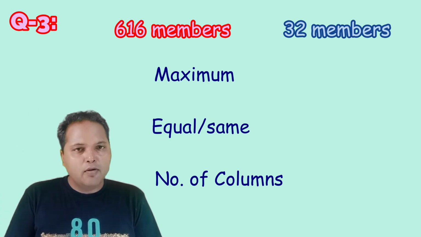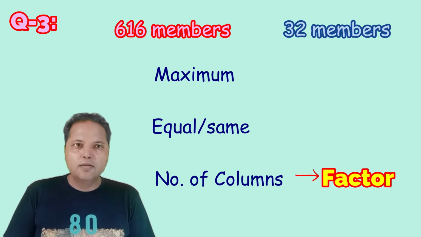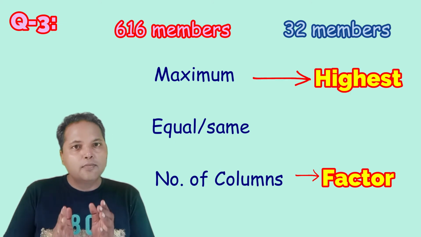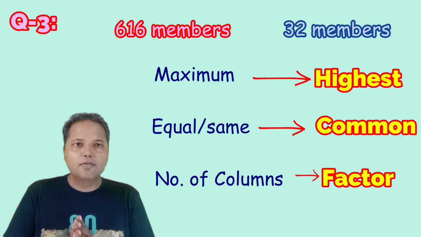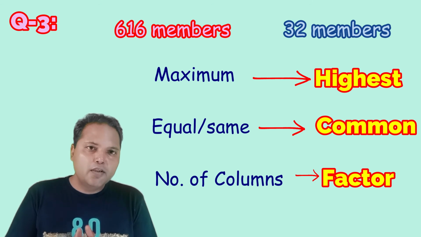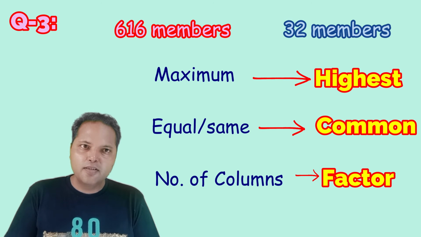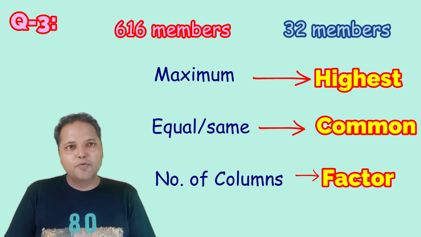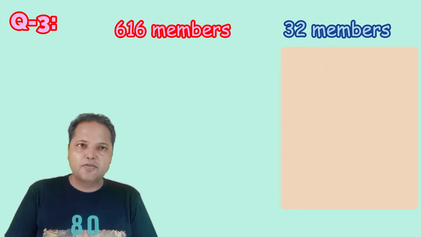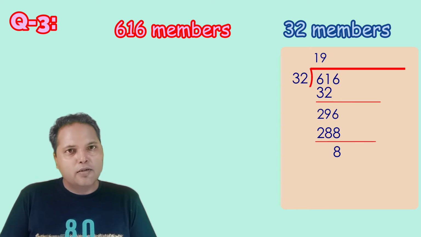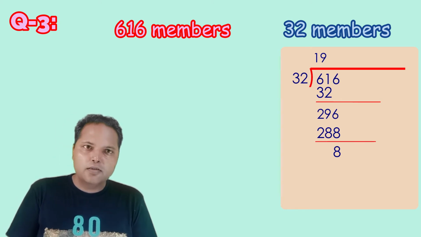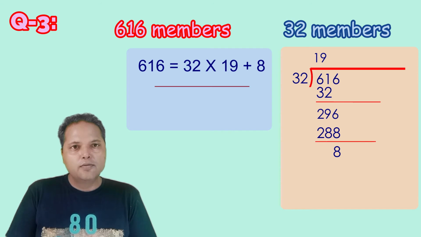Now since the number of columns needs to be maximum, same for both the groups, right? So we can say that we need to identify the HCF of these two numbers, 616 and 32. So let's quickly do that. We have already done it in the previous question. We'll put Euclid's division algorithm in this and we'll find it out.